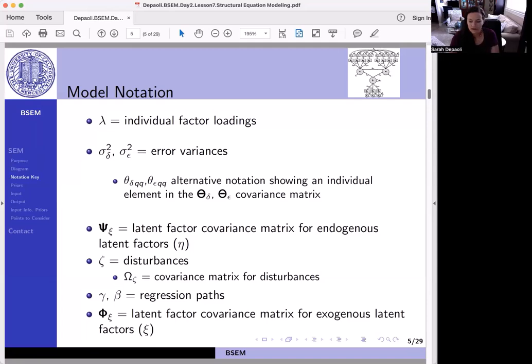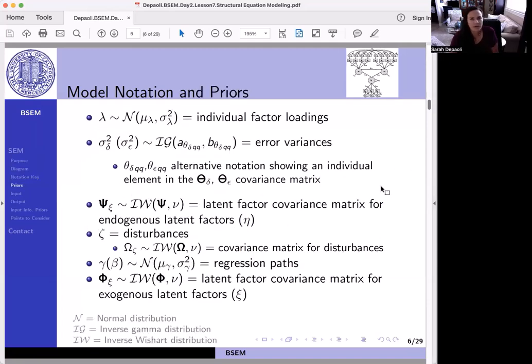So here are the priors next that we can map onto all of these model parameters. We're going to use 3 different prior distributions. We will use a normal, an inverse gamma, and an inverse Wishart. So although this slide is very messy, it really only has 3 pieces of prior information on it. Which parameters are normally distributed, which ones are distributed inverse gamma, and then finally, when do we use an inverse Wishart prior? So loadings and regression paths are distributed normally.